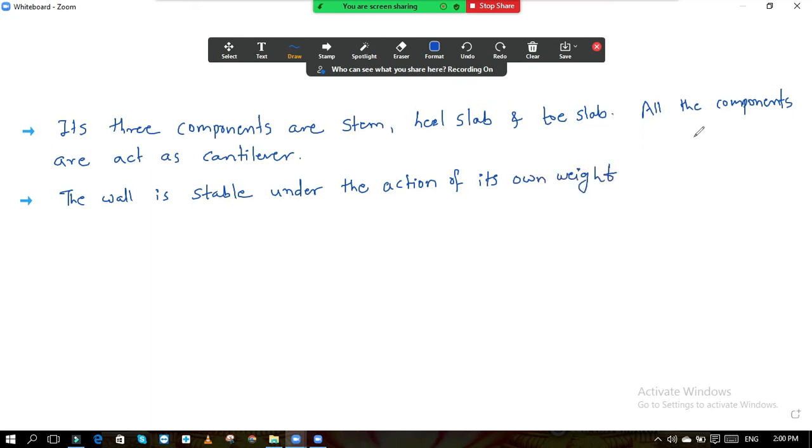The wall is stable under the action of its own weight and weight of soil resting on heel slab. Means what? This wall is stable. Due to what is it stable? So due to its own weight. This is the first point. Due to its own weight, it is stable, and plus it is stable due to the weight of the retained soil, the soil which is retained on the slab. Okay, heel slab. So due to these two weights, this type of wall is stable.